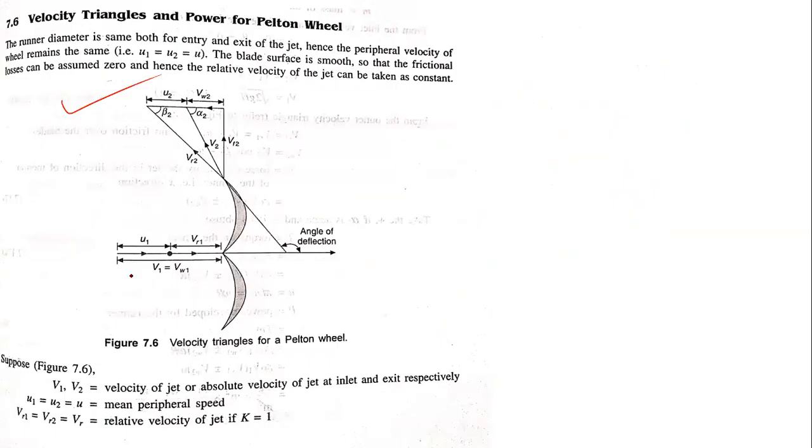From the inlet velocity triangle, one can say, this is the inlet velocity triangle, this is the outlet. So in the inlet triangle, we can say here: alpha 1 is 0, beta 1 is 0, V1 equal to VW1, VR1 equal to V1 minus U1, and V1 equal to root 2GH if we consider Cv equal to 1. So V1 is equal to root 2GH. These are the basic formulas.